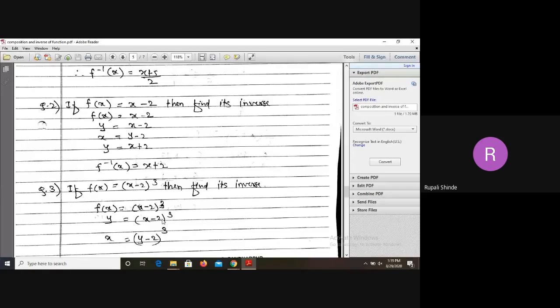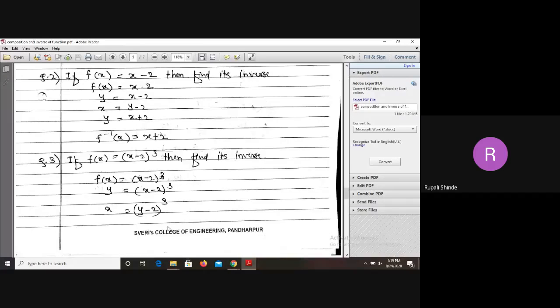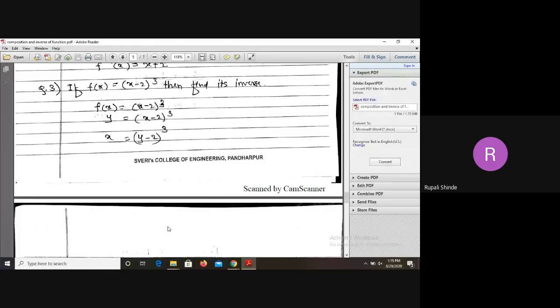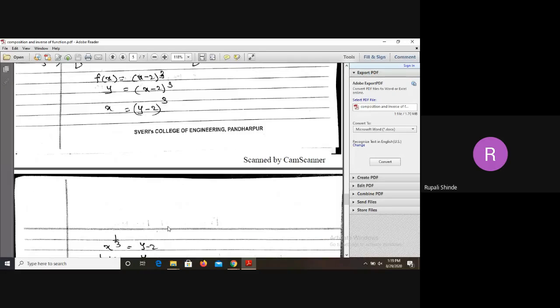Now what is step number 2? We have to interchange x and y. So this y is replaced here by x and x is replaced by y. So the equation becomes x is equal to (y minus 2) whole bracket cube. Now third step, we have to obtain the equation in form of y only. Here cube is there, so if you want to cancel this, you have to take x raised to 1 by 3 is equal to y minus 2.